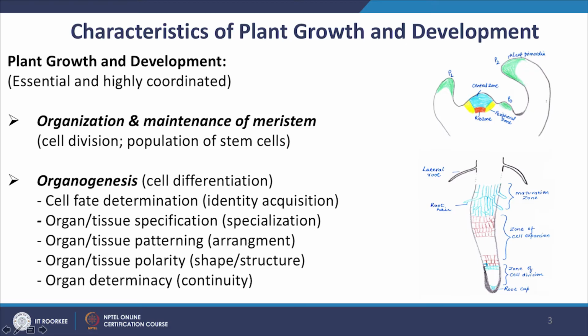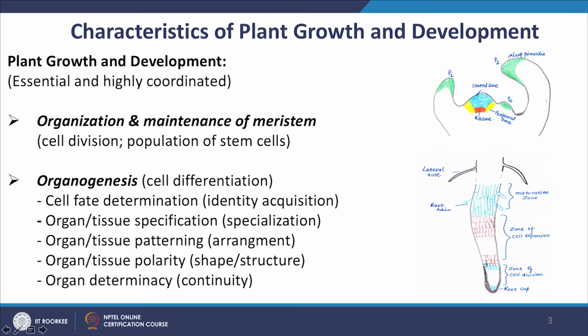Stem cells are the cells which can undergo the process of cell division without entering the process of cell differentiation, which is very important in the case of plants. And the second process, which is a result of cell differentiation, is organogenesis. So both the processes have to be maintained simultaneously.